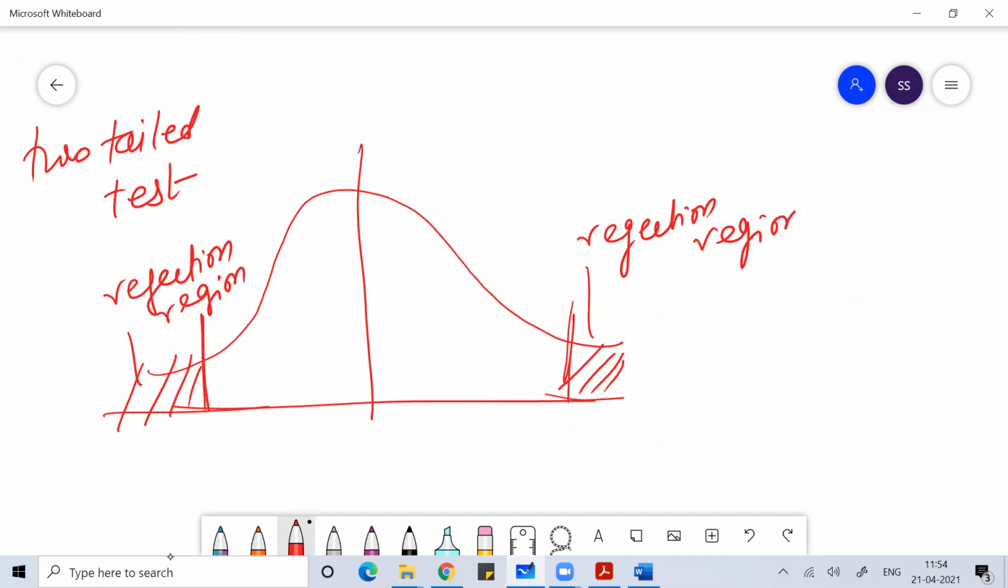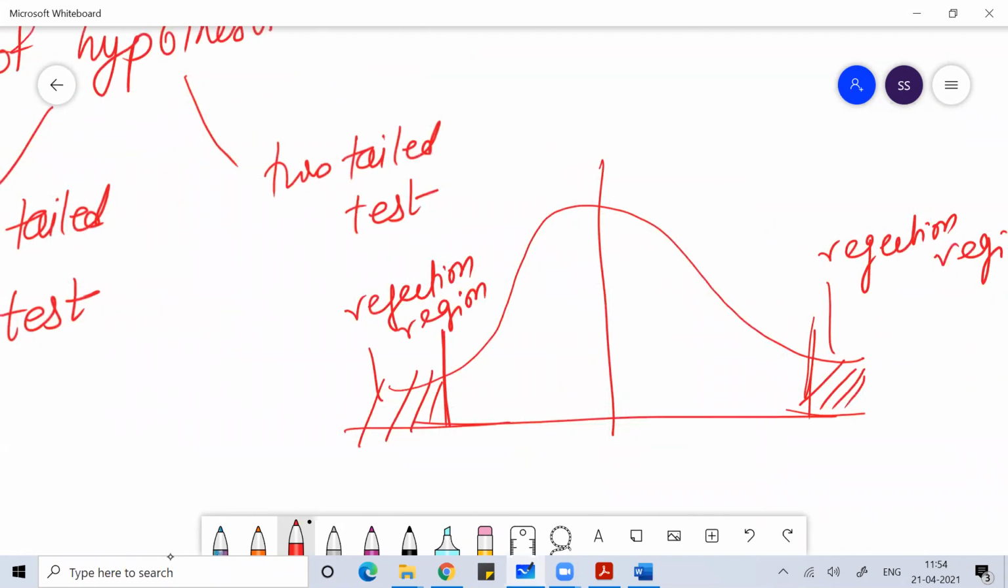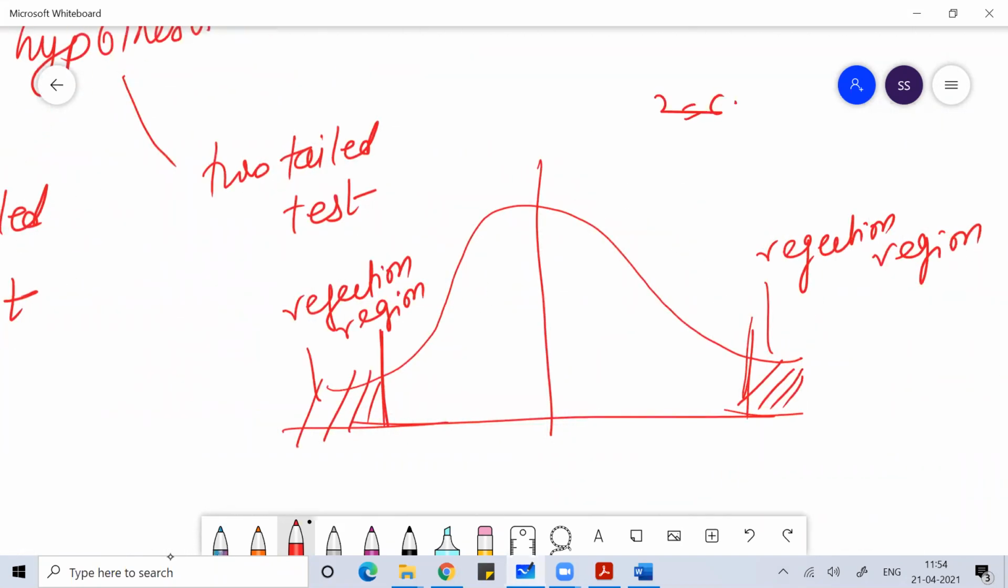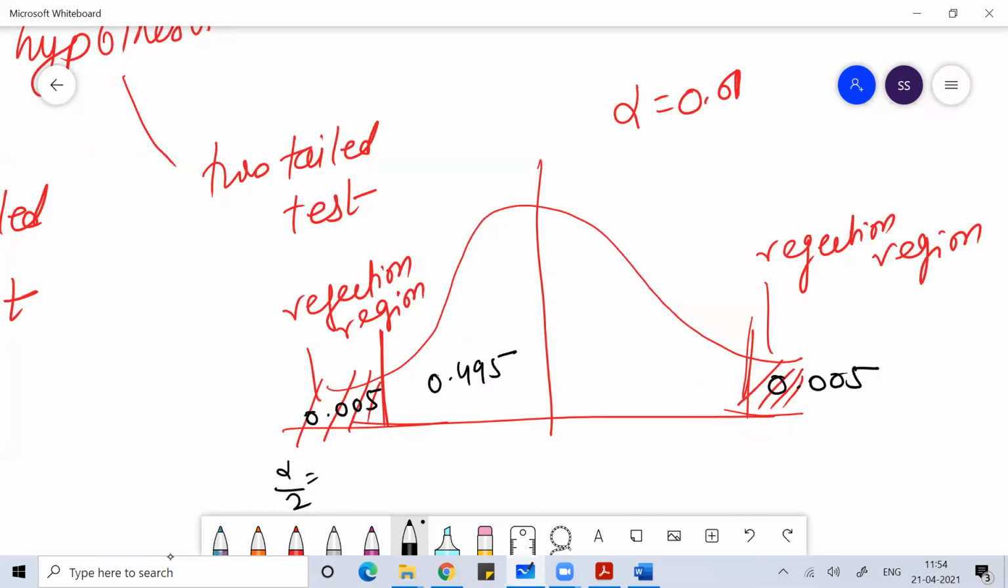Imagine your alpha is 1%. You have to do this test at a level of significance of 1%. So here this will be alpha by 2, and here also alpha by 2. In these places your rejection region will be 0.005, and here also it will be 0.005. So this will be 0.495 acceptance region, 0.495.